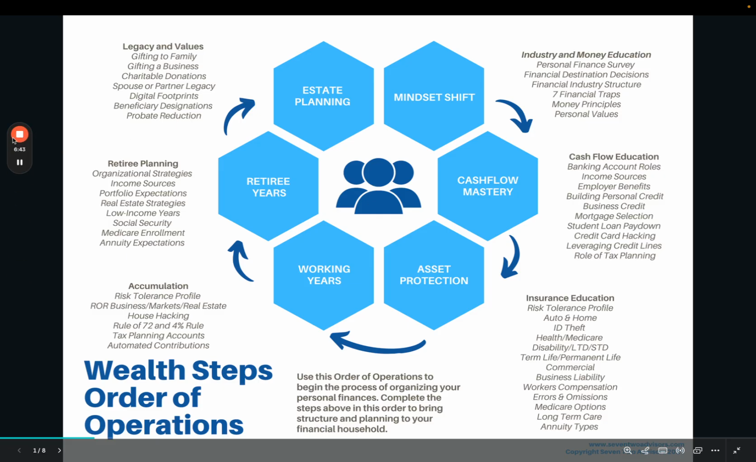So we'll talk about low income years in the next one, but this is just high level real estate strategies specifically for retiree years. That's it.